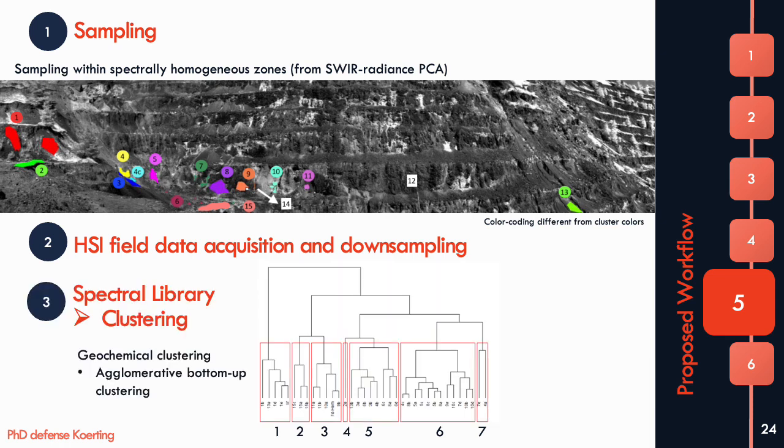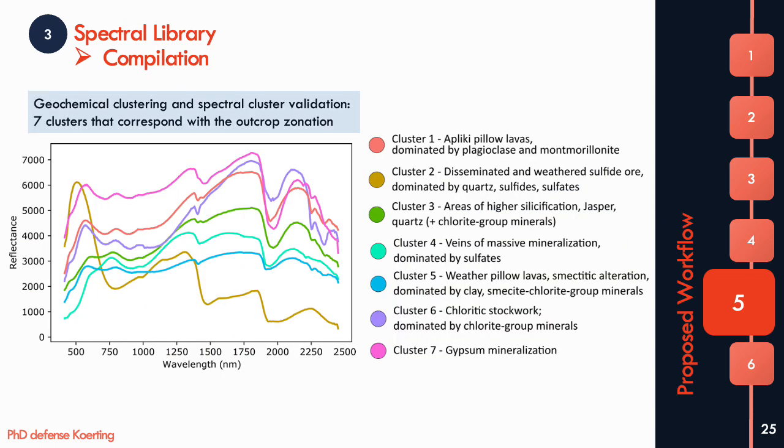And the third step is already the spectral library compilation. I started this here with a geochemical clustering, an agglomerative bottom-up clustering of all of the geochemical results that I got from my sample set. And this results in these 7 different geochemical clusters. In order to compile a spectral library from this, I checked the spectra that are allocated within one geochemical cluster. And these spectra that were allocated within one cluster actually showed to be very comparable and had the same absorption features. So this also translated into 7 spectral clusters.